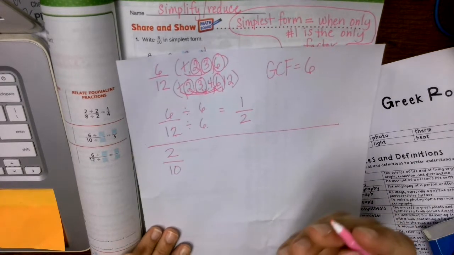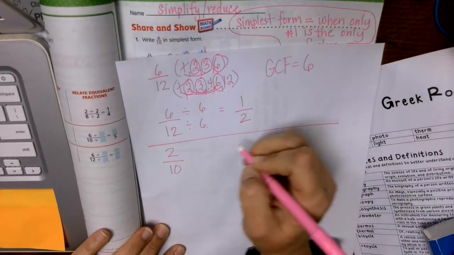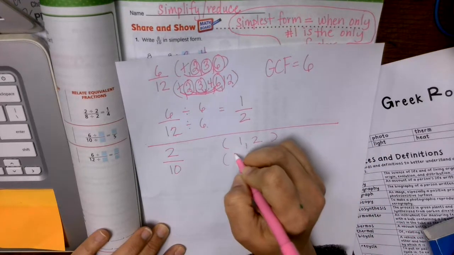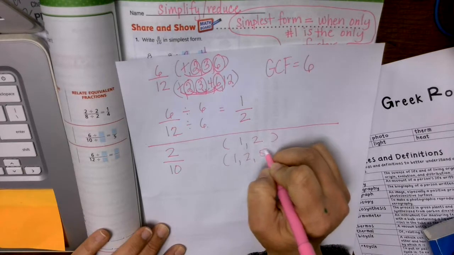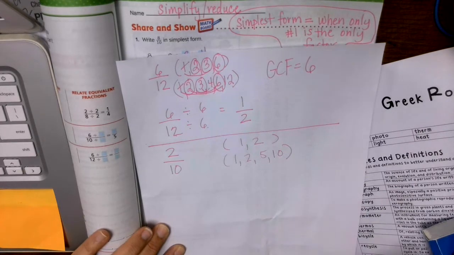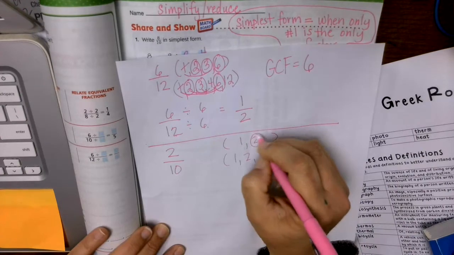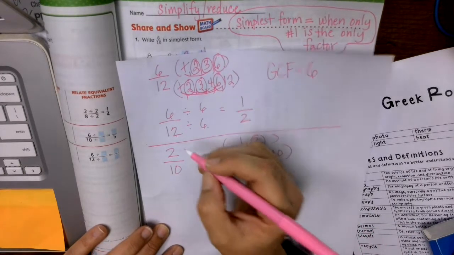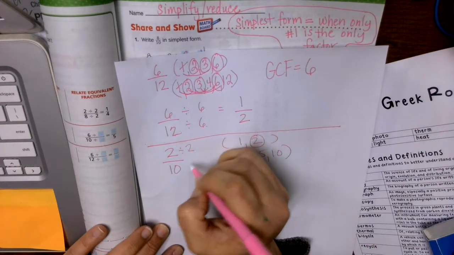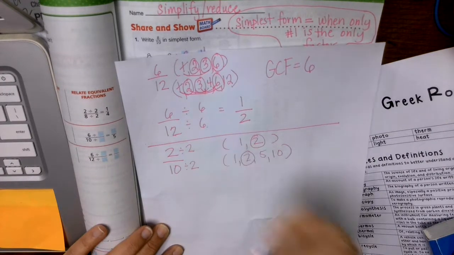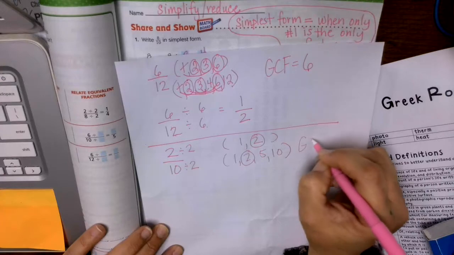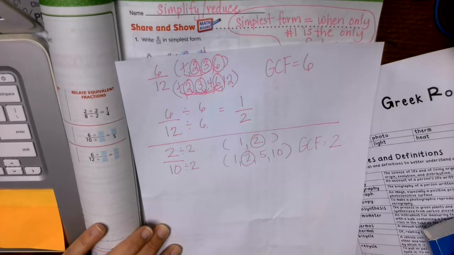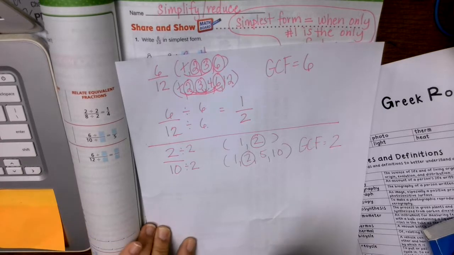For instance, just to prove it, I'm going to write out the factors of 2 and the factors of 10. All right, I see that 2 is the greatest common factor. But if 2 can divide into 10, then we can just take a little shortcut and say, okay, 2 is the greatest common factor without having to do the rainbow method. So we can skip that rainbow method sometimes, not always.